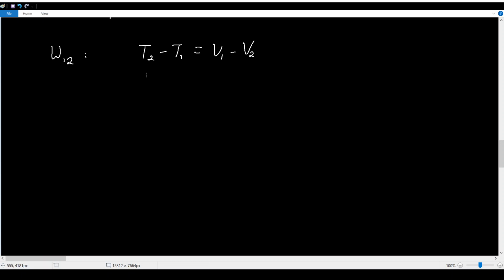For such systems, we can just take the T1 and V1 on one side and T2 and V2 on the other side. And what do we get? We get that, sorry, this is a plus. Yeah, so we get that T plus V is the same at the first point and the second point. And these points are arbitrary. You can have it anywhere, right? So what this essentially means is that T plus V is a constant.